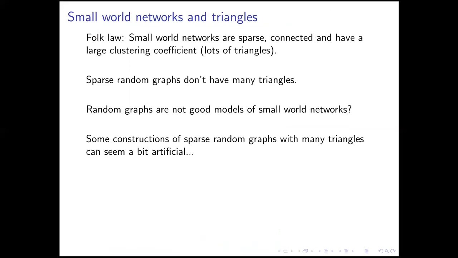Okay, small world networks and triangles. Some time ago, there was quite a lot of interest in small world networks. And there's a sort of folklore which says these things are sparse, they don't have many edges, they're connected, and they have a large clustering coefficient, which means they've got lots of triangles. So sparse random graphs are not good models of small world networks because they don't have many triangles. And there were various attempts to construct sparse random graphs with many triangles, but some of the constructions are a bit artificial, perhaps.